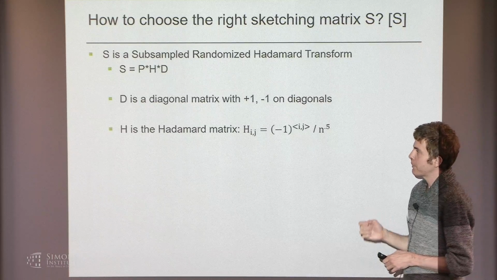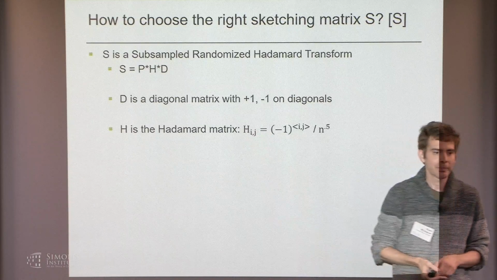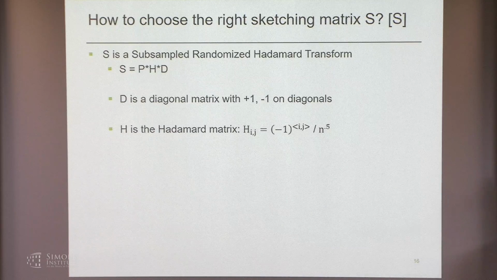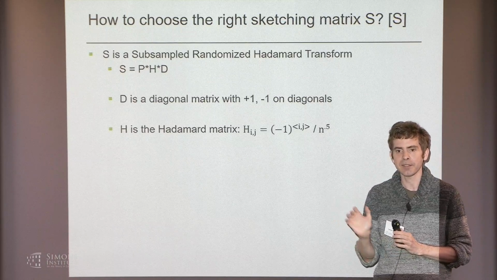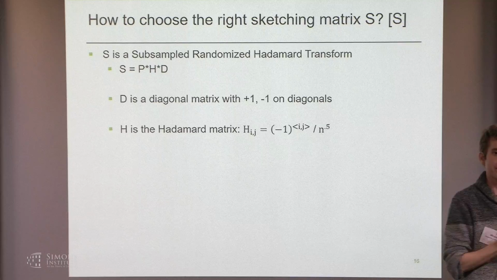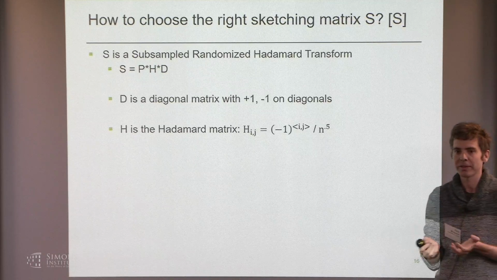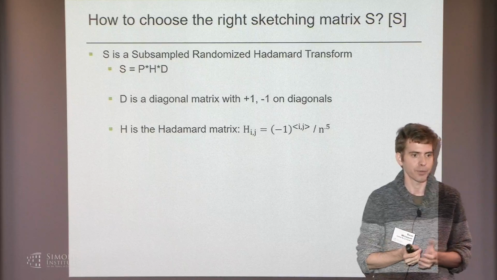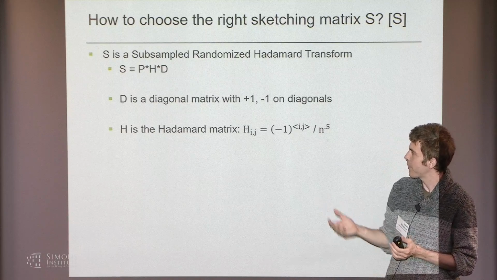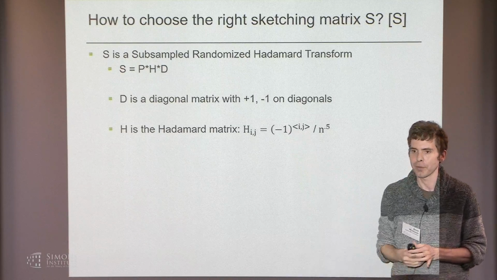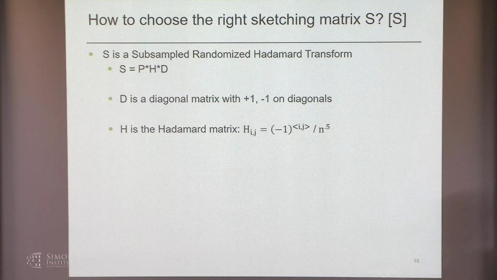H is just a fixed matrix, the Hadamard matrix. It's an orthonormal matrix where the entries are all bounded. The nice thing about H is it's a dense matrix, but even though it's dense, there's a very fast matrix-vector product associated with it, which you can do recursively. It's similar to the fast Fourier transform. The entries of H are not so important, but they're all plus or minus 1 over root n.